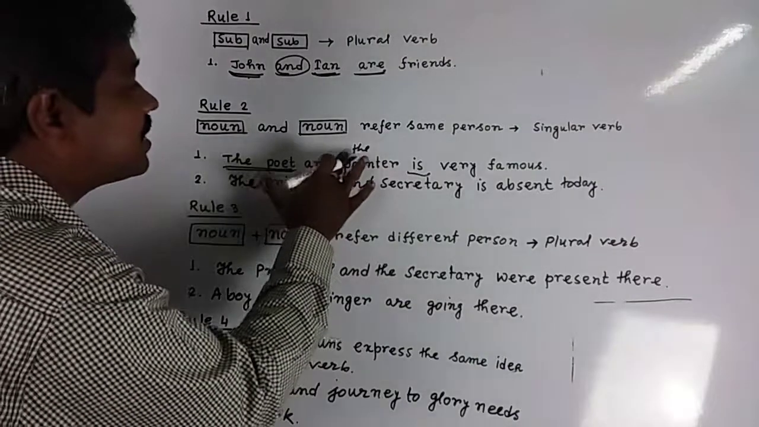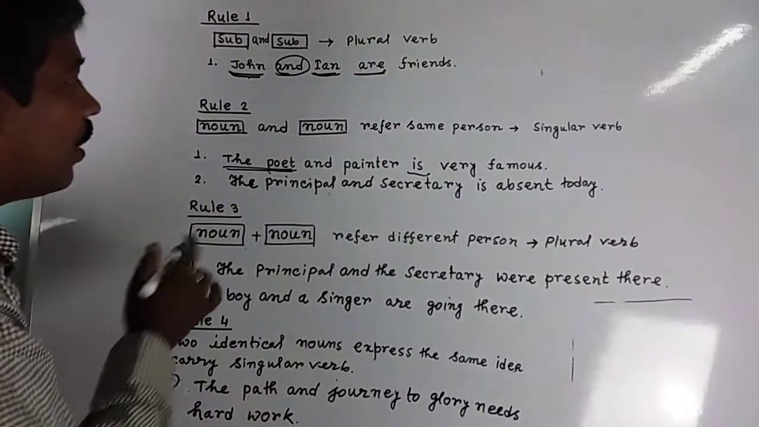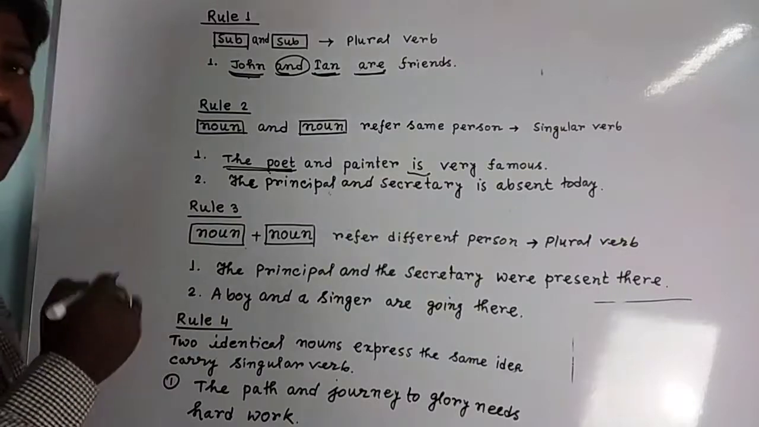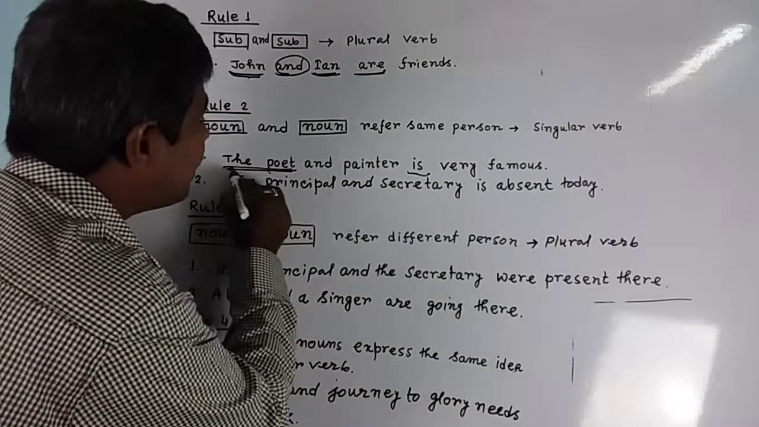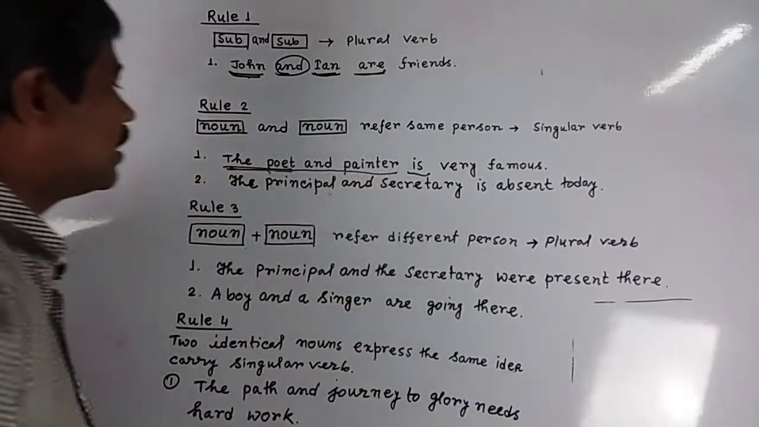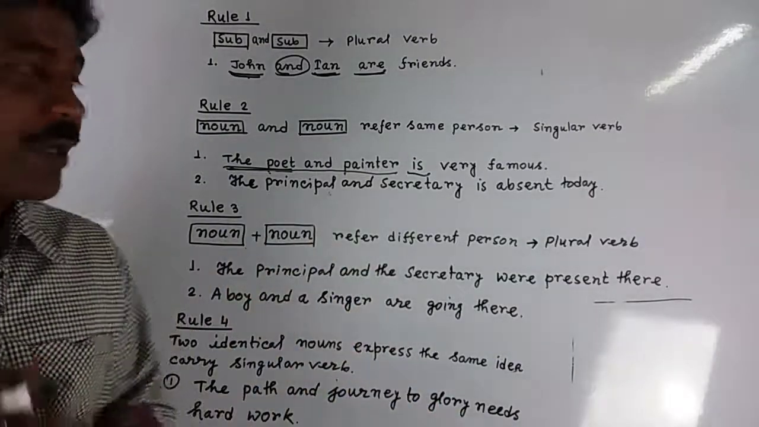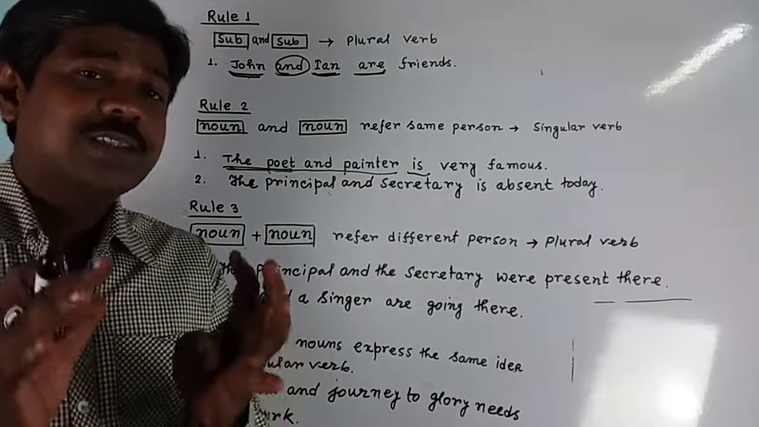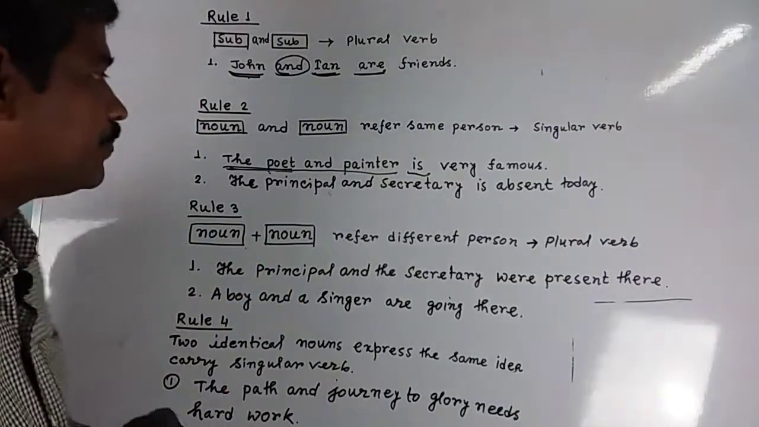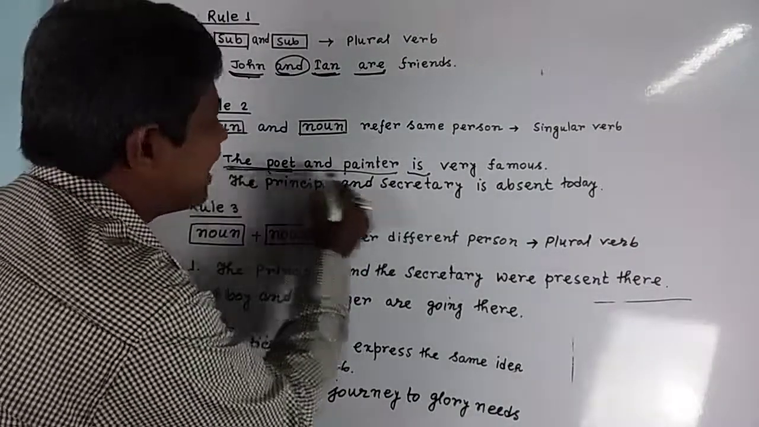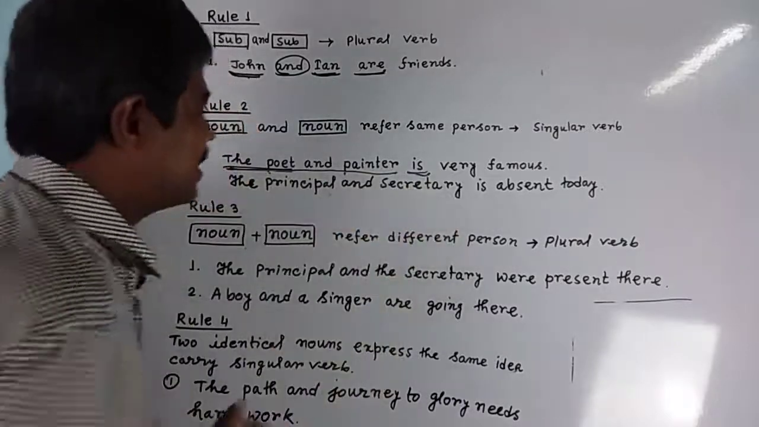But in the sentence it is not written. Only one article is there. That's why it represents only one person. It means the poet is also the painter, or you can say the painter is also the poet. That means the person is having two different qualities. So this is the same person, we have to use is.